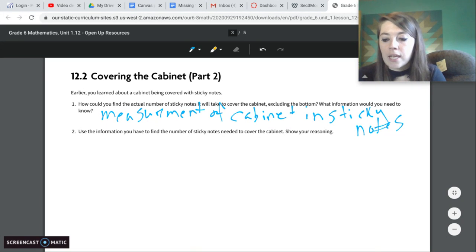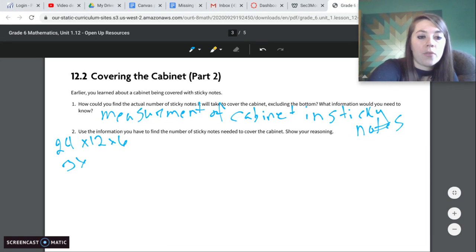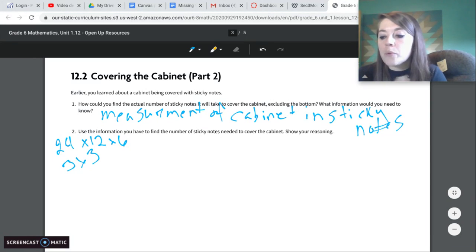So this is the information we have, which is not the exact information that it wants us to have. The cabinet is 24 by 12 by 6. And the sticky notes are 3 by 3. So we want to use this information to find the number of sticky notes to cover the cabinet. And we're more just going to explain how we would go about doing this. So we need to figure out how many sticky notes it takes to cover the edge of the cabinet, for each of those dimensions.